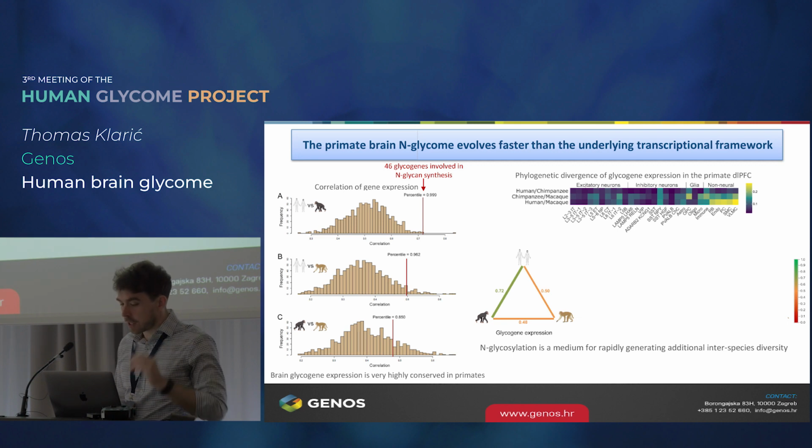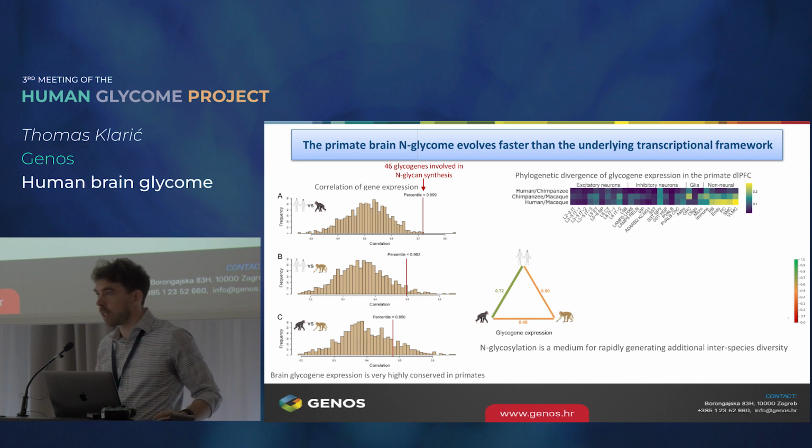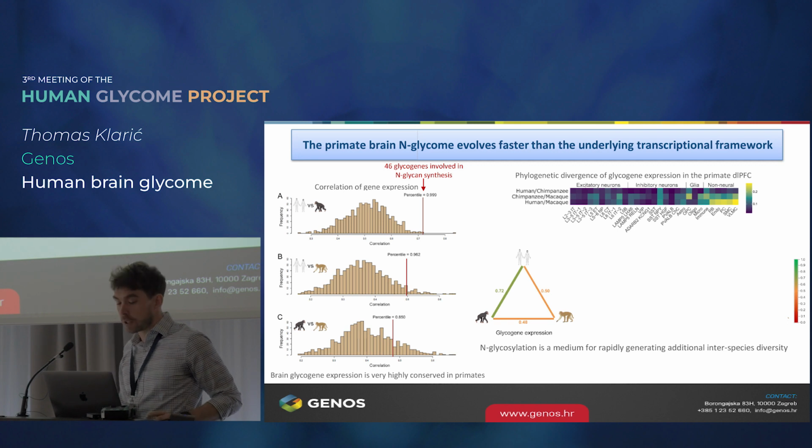So altogether, really, this data is telling us that the primate brain N-glycome evolves faster than the underlying transcriptional framework. And that's not something that revolutionary. It's something that glycobiologists have been saying for a long, long time, which is that N-glycosylation is a medium for rapidly generating additional interspecies diversity. But it's nice that we've shown that this is also the case in the brain.